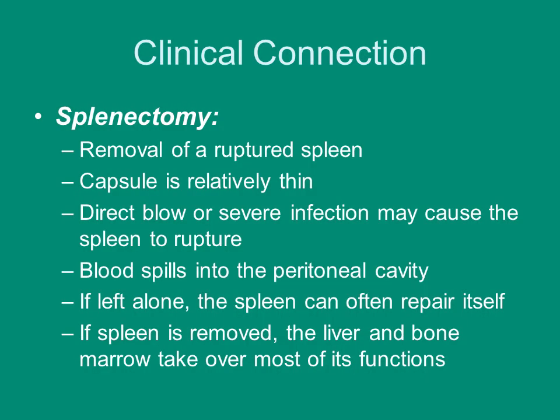A splenectomy is when you remove a spleen that has ruptured. The capsule around the spleen is fairly thin, so unfortunately, it does not have a whole lot of protection, so a severe blow can cause it to rupture. It has a high blood supply to it, and so that blood will spill into the peritoneal cavity. Now, oftentimes, the spleen can repair itself if the damage is not too extensive.